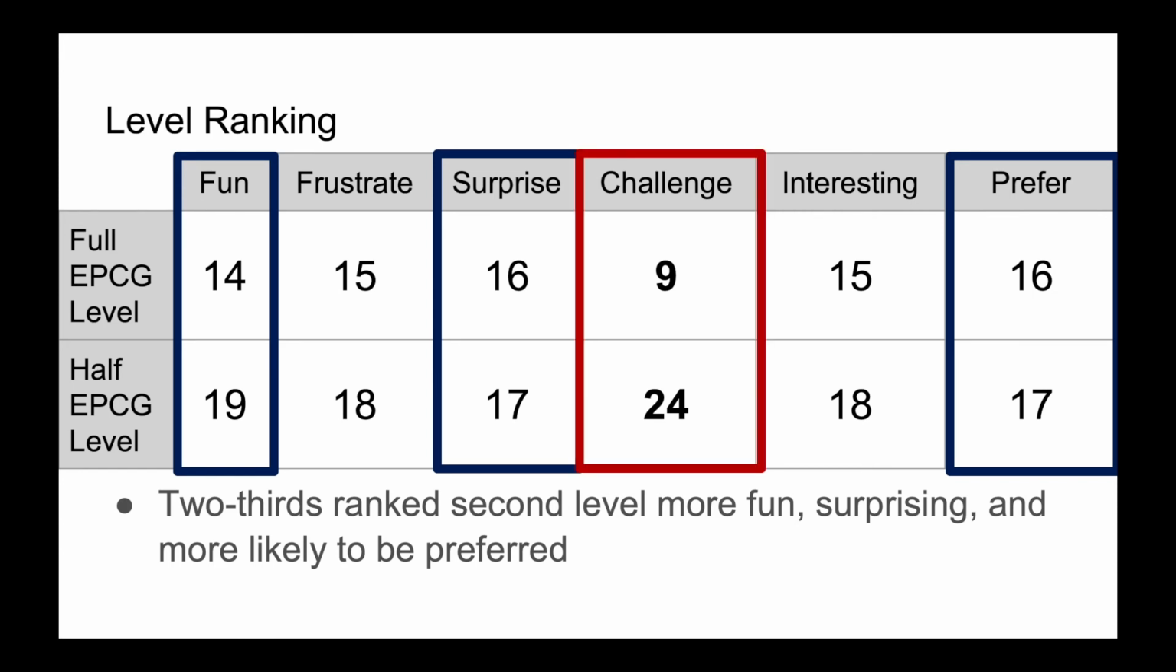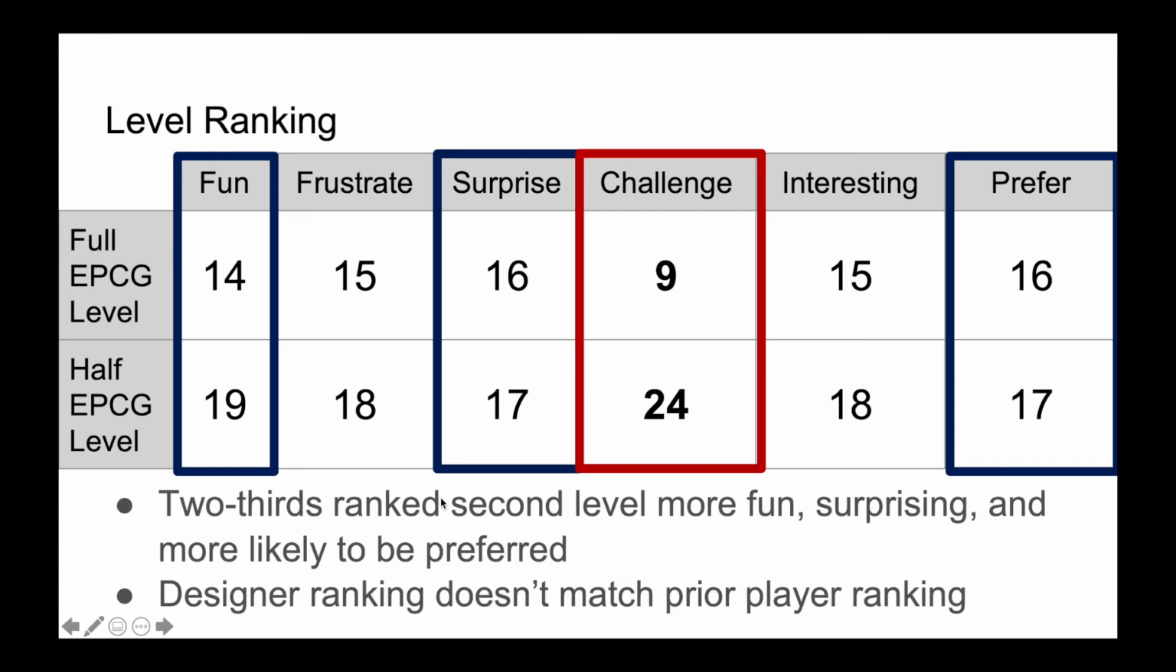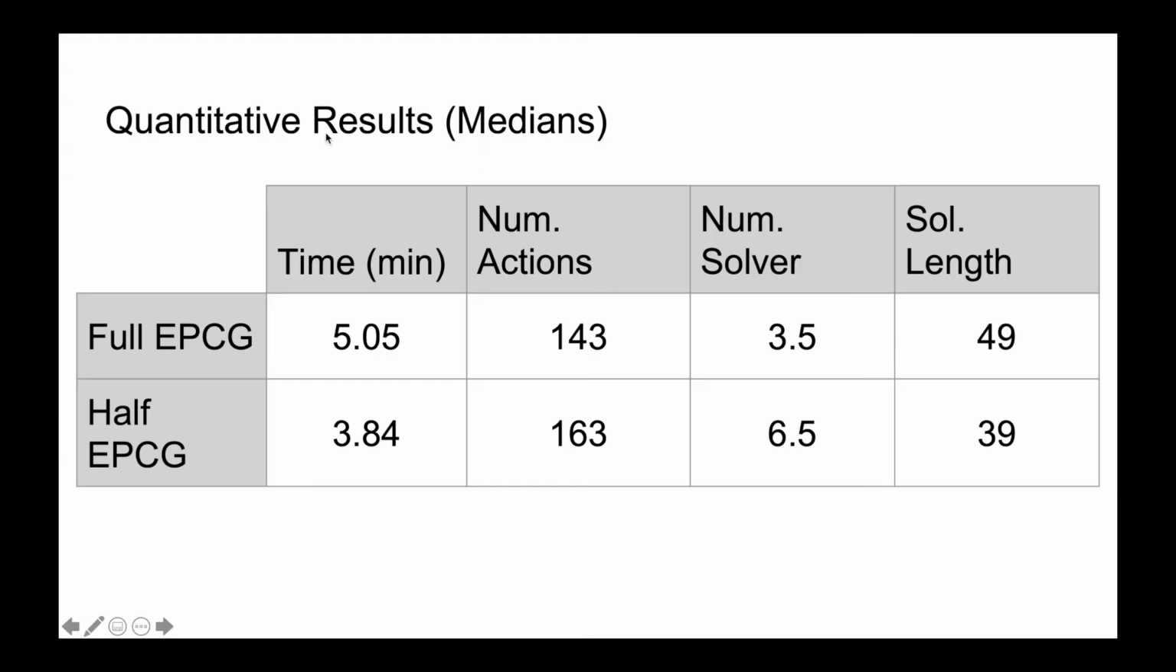The last thing I want to point out here is challenge. Now, this is in bold because it is significant, and basically people thought that the half EPCG levels would be significantly more challenging for players than the full EPCG level that they created. Now, this actually goes counter to our expectations in terms of the quantitative results, and I'll get to that in just a second. So the quantitative results look like this.